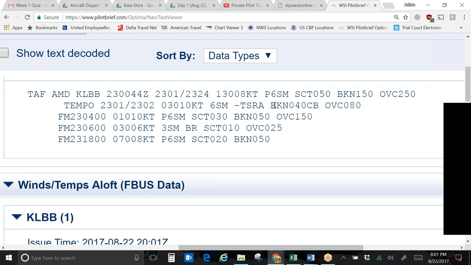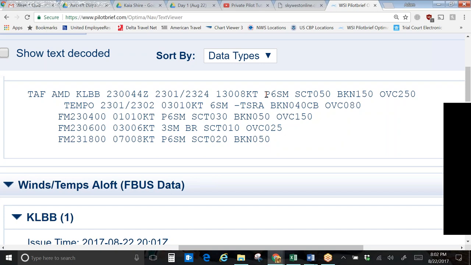In a TAF, you will never see visibility better than what you see right here, P6SM. That is the best visibility you can see. The P, in this case, means greater than. If you go back to when we were looking at the plus and the minus sign in the METARs, another thing you might see in a METAR is a P instead of a plus sign. You can see it either way, depending on the station of the airport you're looking at. If you see P, that would be a plus sign. If you see an M, that's a minus sign.